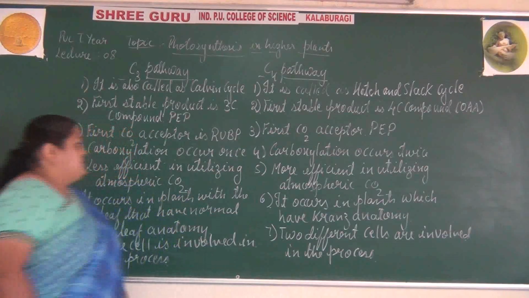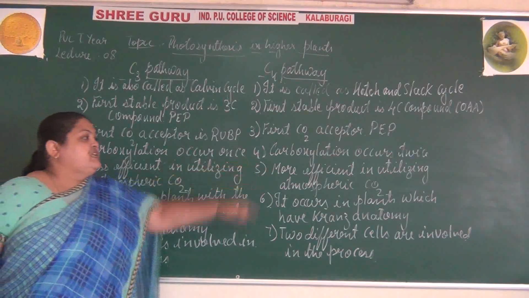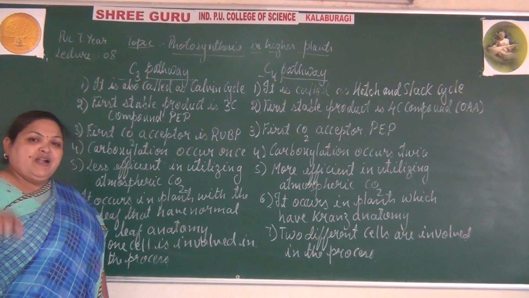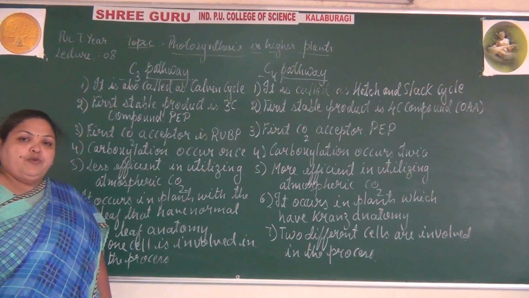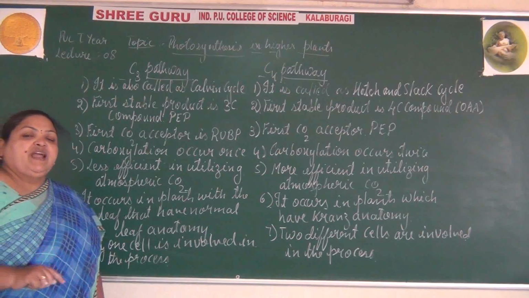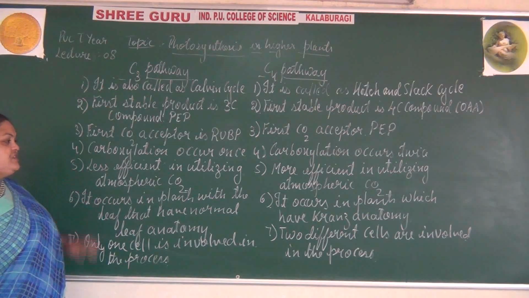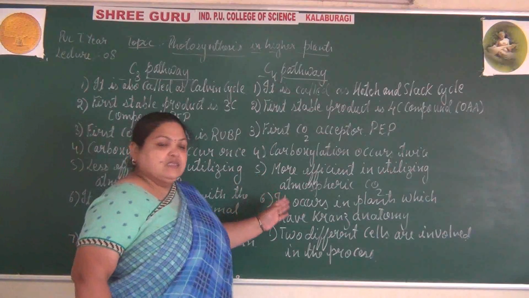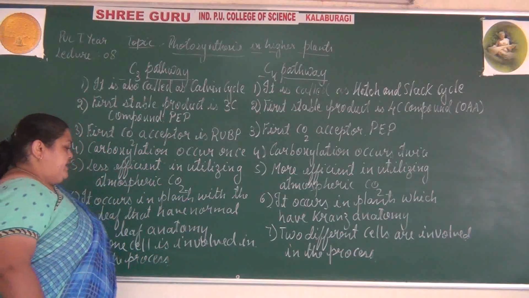RuBP is ribulose bisphosphate. Carboxylation occurs only once in C3, while in C4 carboxylation occurs twice: one in the mesophyll cell and the other in the bundle sheath cell, where decarboxylation of oxaloacetic acid produces pyruvic acid and carbon dioxide. That carbon dioxide enters again into the Calvin cycle. C3 is less efficient in utilizing the atmospheric carbon dioxide, while C4 plants are more efficient in utilizing the atmospheric carbon dioxide.